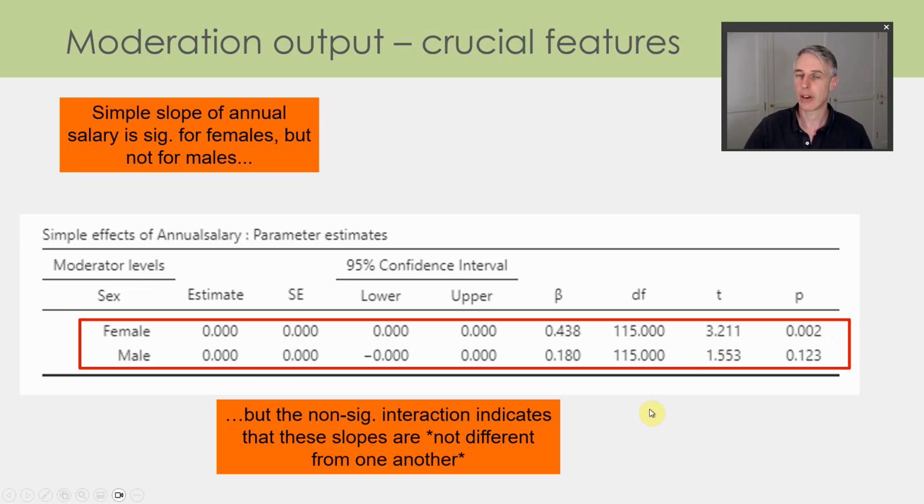Now, the key thing here in this case is to avoid the temptation to interpret those effects as differing from one another, because the non-significant interaction effect tells us that they are not, or we should not regard them as so. So just because the slope for female employees falls one side of the significance threshold and that for males falls on the other side of the significance threshold, it does not mean that those two slopes, those two effects, are different from one another.